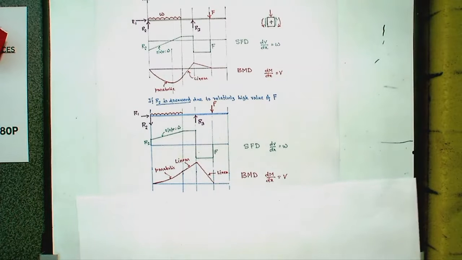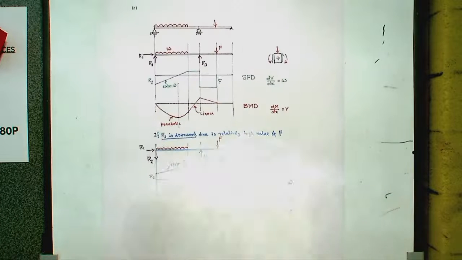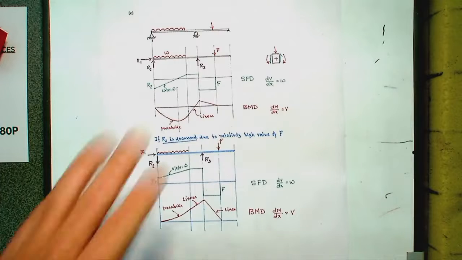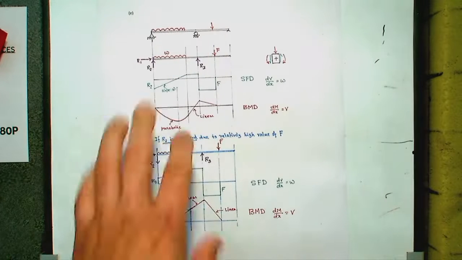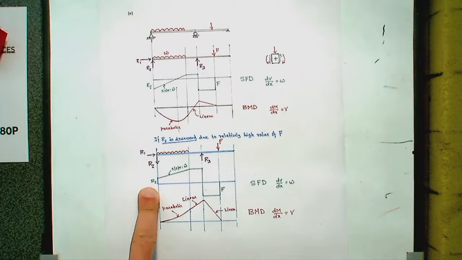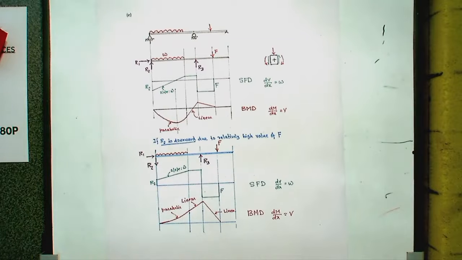So this is when you could have qualitatively, you don't know the value of the force. But if the numbers are given, then it's easy. Then you can easily find out whether R2 would be upwards or downwards. And then you can do the calculations.